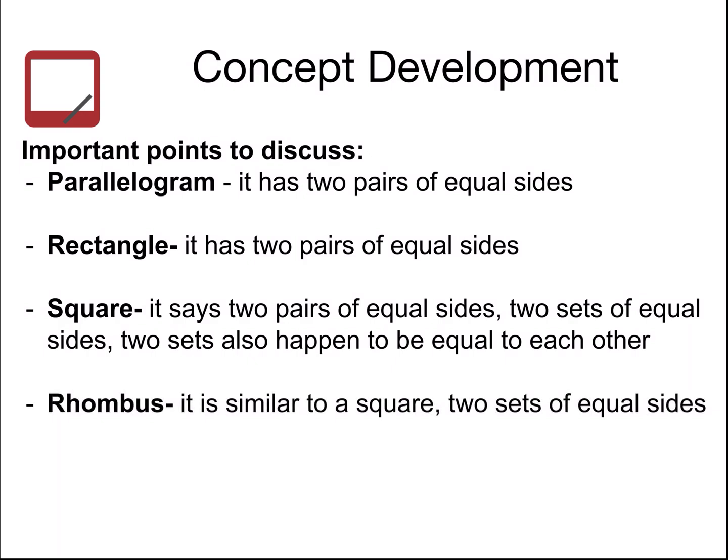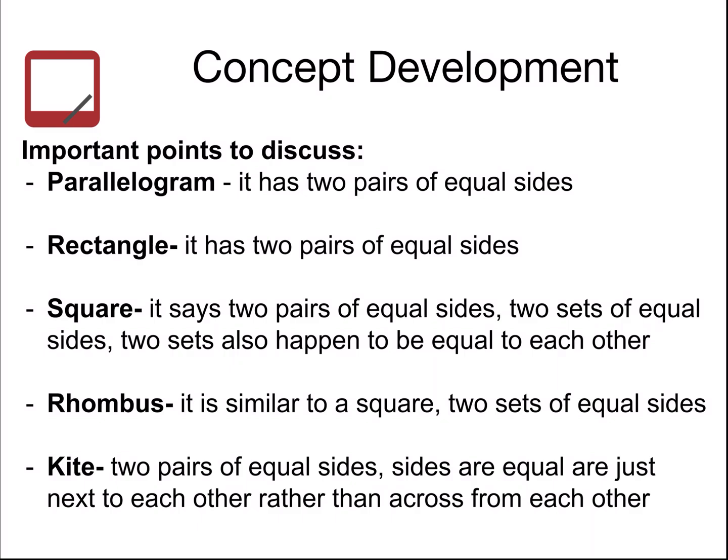A rhombus is similar to a square. There are two sets of equal sides. And a kite can have two pairs of equal sides. The equal sides are next to each other rather than across from each other. So you could have drawn any of these shapes: parallelograms, rectangles, squares, rhombus, or a kite. They all have two pairs of equal sides.